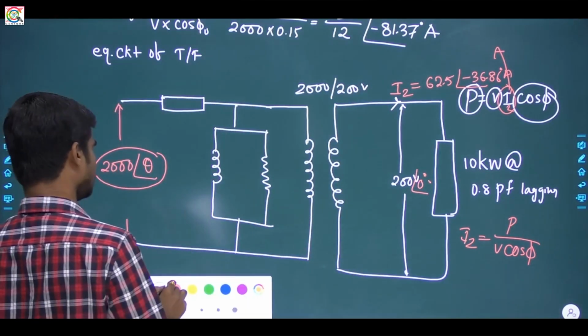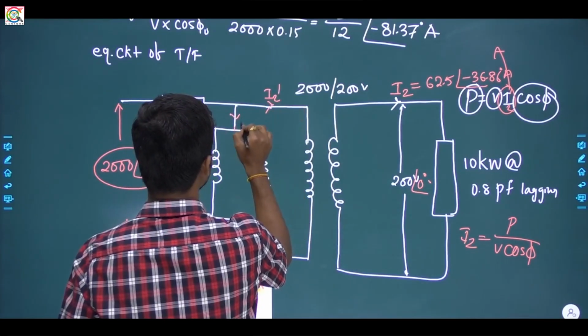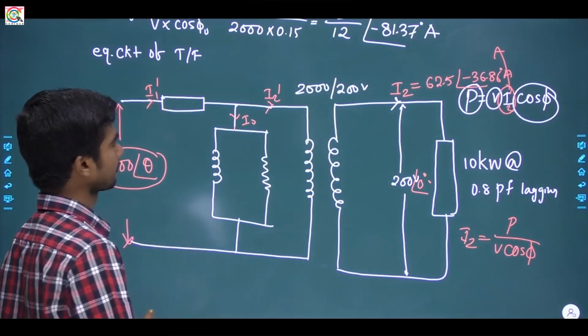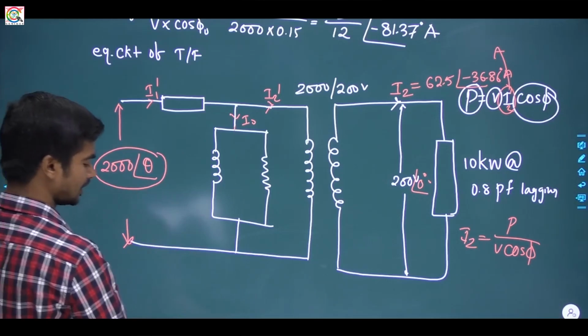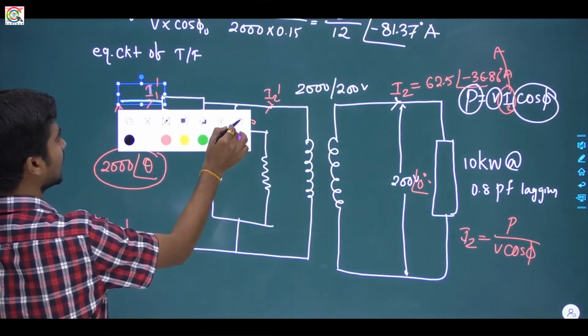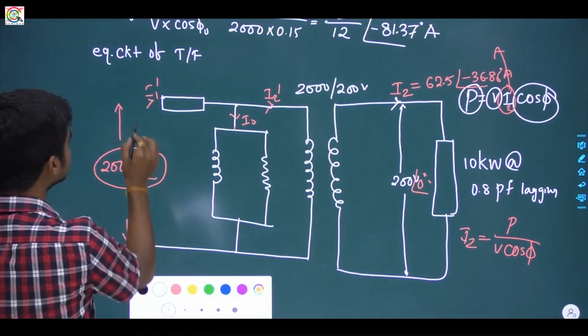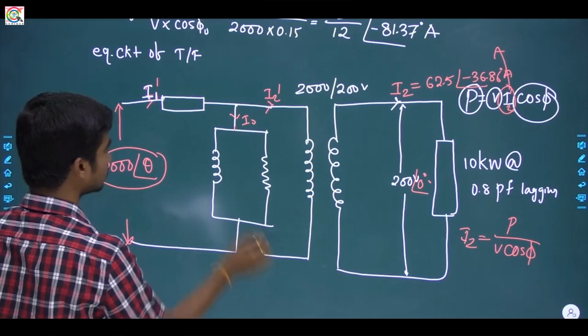This one is I2. This one is I2 dash. What is this? I0. So I1 dash. This one is I1 dash. Sorry, neglect it. This one is I1, just I1. Okay. Are you getting my point? This one is considered as I1.